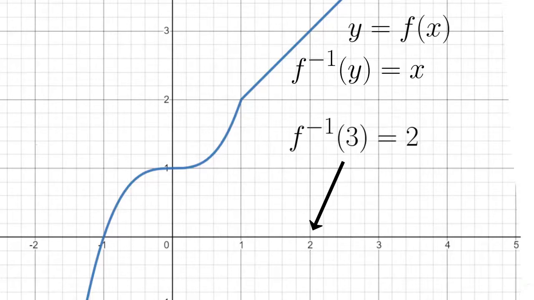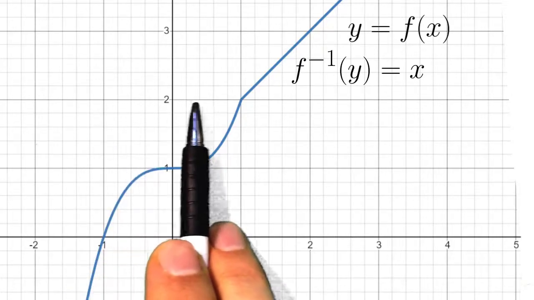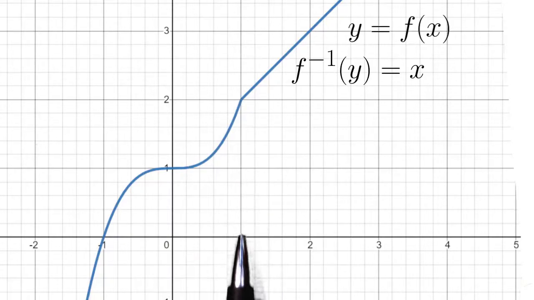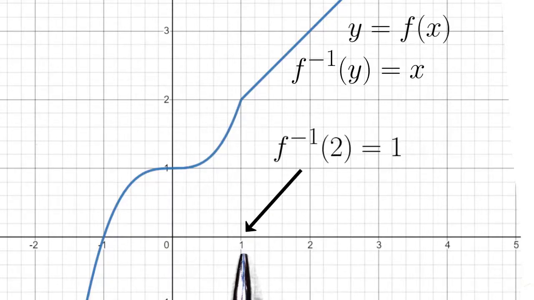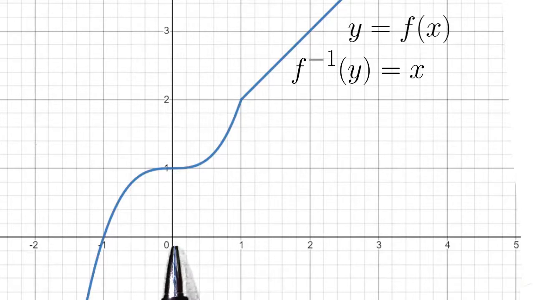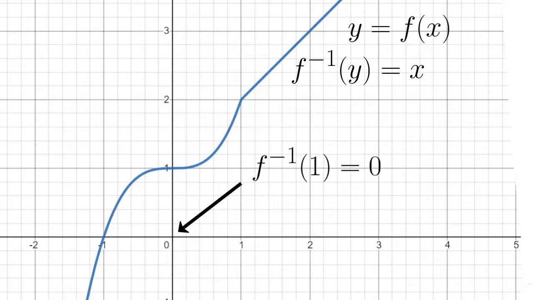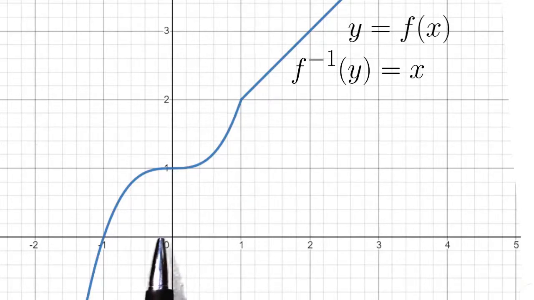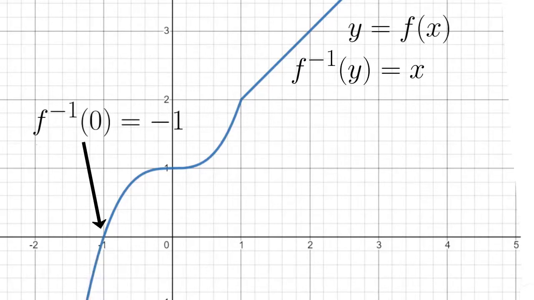What's the value of the inverse function at 2? Well, I start here, I go over to the graph and then down to the x-axis, and I see the value is 1. What's the value of the inverse function at 1? Well, I start at 1, I hit the graph, and I go down to 0. What's the value of the inverse function at 0? Well, I start at 0, go over to the graph, and I go to the x-axis, and I'm at negative 1. So that's how we evaluate the inverse function. We just go from the y-axis to the x-axis instead of the x-axis to the y-axis.